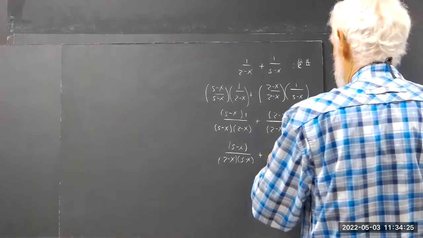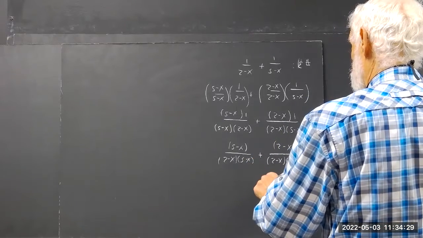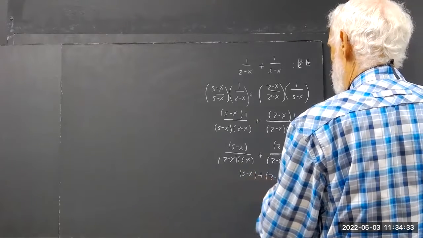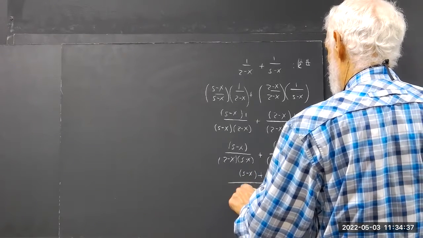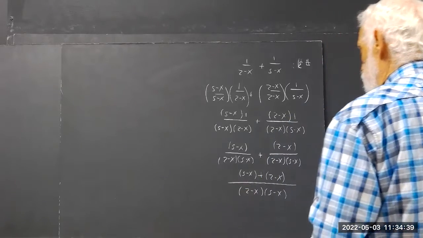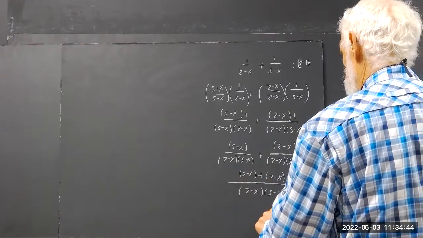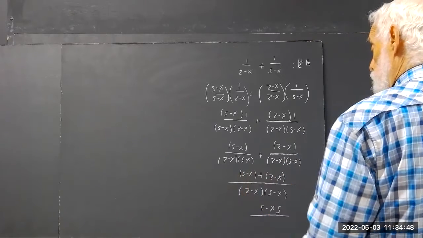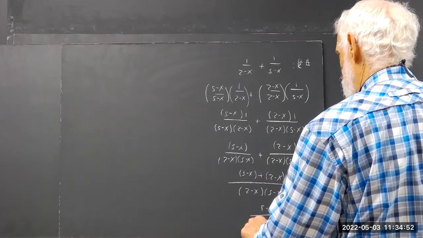Then I have the same denominator, now I can add the numerators. Adding that, this gives me 2x minus 7 when I have these two numerators. And my denominator is x minus 2 times x minus 5.